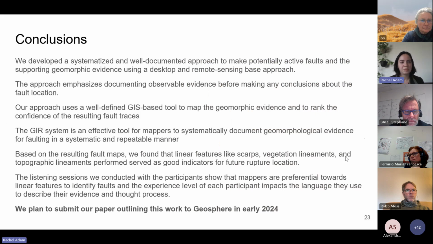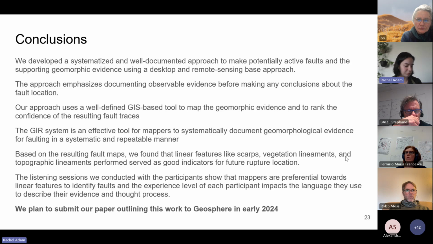And then just some conclusions from my part of the presentation: we developed a systemized and well-documented approach to map potentially active faults and the supporting geomorphic evidence using only a desktop and remote sensing-based approach. We want to emphasize with this approach that we're documenting all of the evidence before making any conclusions about the fault location. And we did this using a well-defined GIS-based tool to map geomorphic evidence and also rank the confidence of the resulting traces. We believe that our geomorphic indicator ranking system is an effective tool to document geomorphological evidence for faulting in a systematic and repeatable manner.